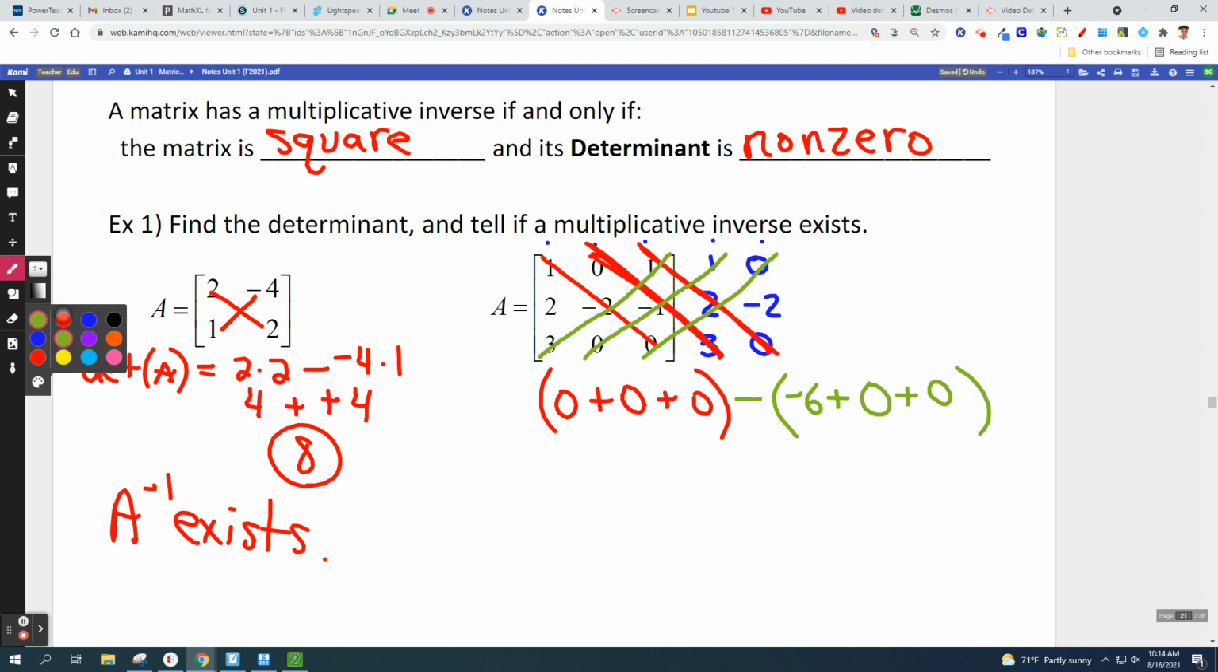So if we clean that up, we've got 0 minus negative 6 is 6. That's your determinant. Okay. Since that is a square matrix with a non-zero determinant, we know that the inverse exists. Now that's not bad to do by hand. It's not terrible, but we can do it with a calculator.